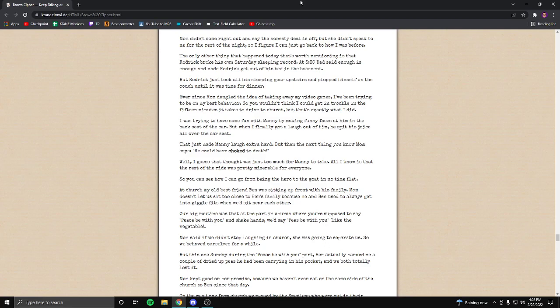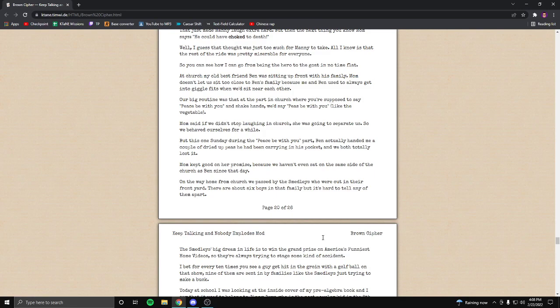Mom said if we don't stop laughing in church, she's going to separate us, so we behaved ourselves for a while. But this one Sunday during the "Peace be with you" part, Ben actually handed me a couple of dried up peas he had been carrying in his pocket, and we both totally lost it. Mom kept good on her promise, because we haven't even sat on the same side of church as Ben since that day.